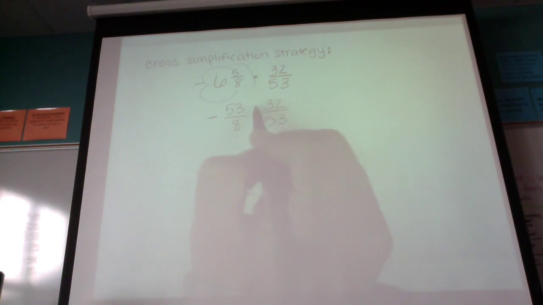When you cross simplify, you're going to look diagonally at the numbers. So let's look first there. You're going to, this time, think of what is the greatest common factor I can pull out of both of those numbers. Well, they're both the same, right? 53 and 53. So I can pull out a 53. So 53 divided by 53 is going to be 1. Same thing down here. 53 divided by 53 is going to be 1. So I'm just left with 1s there.